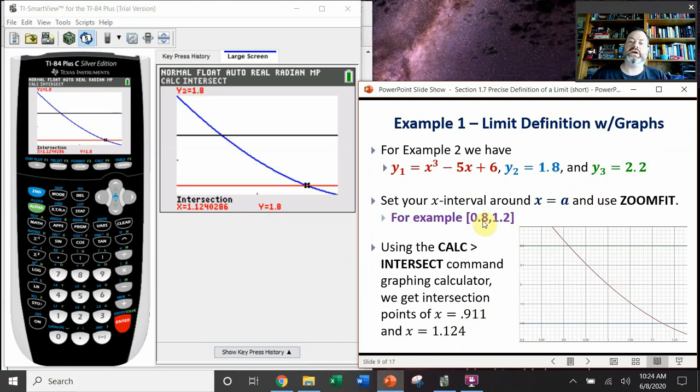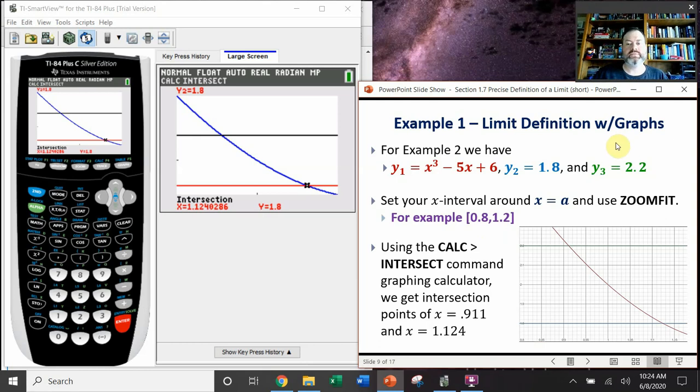So in the notes, it tells you what interval to use. When you guys are doing the homework, you're not going to know what interval to use. Start fairly large and then just move in and keep zoom fitting and it'll find a good window. You need the window to look fairly nice so that you can find these intersection points. This is the only way to do these problems, guys.